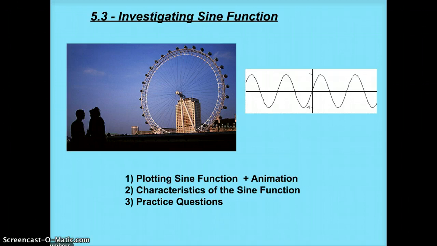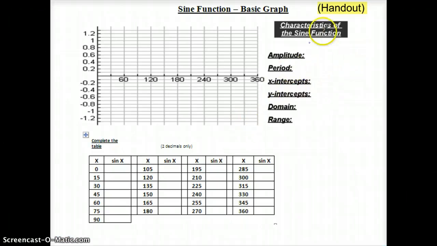5.3 Investigating Sine Function. So what does this sine function look like? Well, I had a pretty good idea it's going to look like this, but let's figure out why. So first thing you're going to do is from the website, you're going to have this handout, and all you're going to do is just actually plug things in.